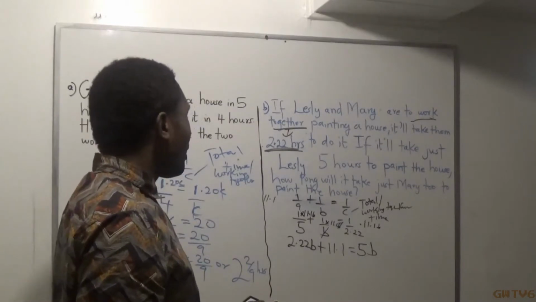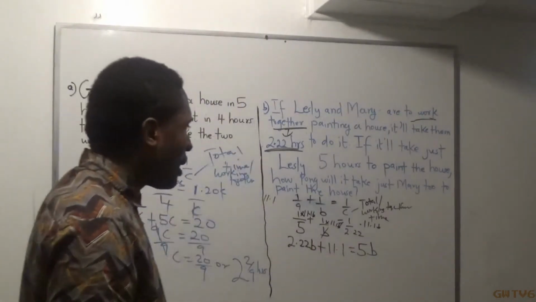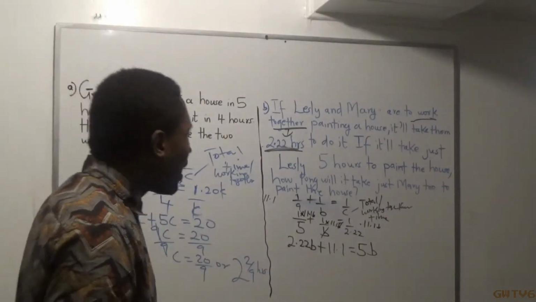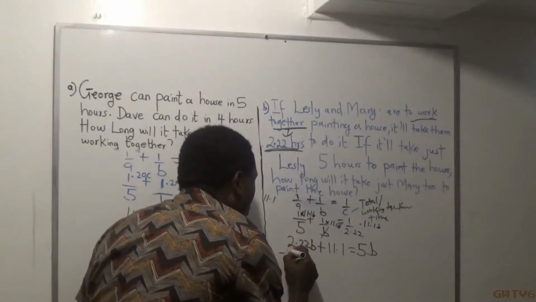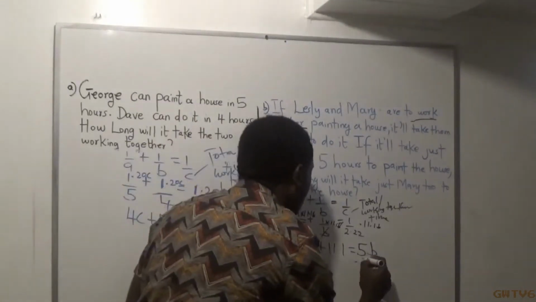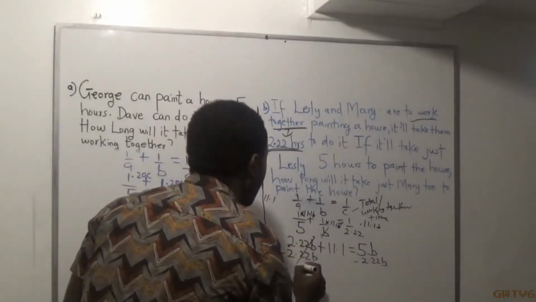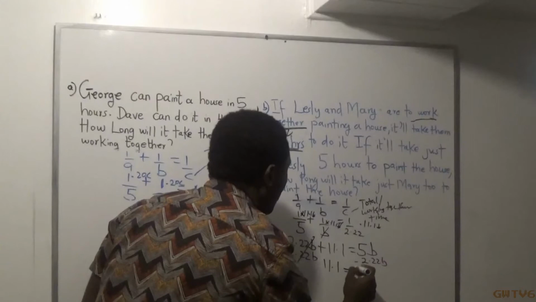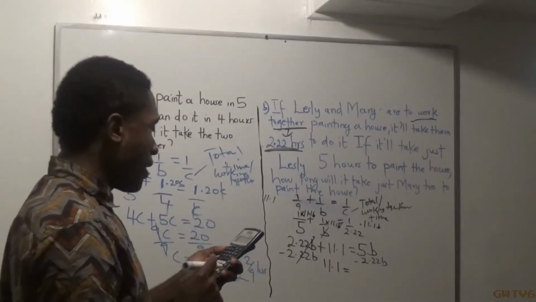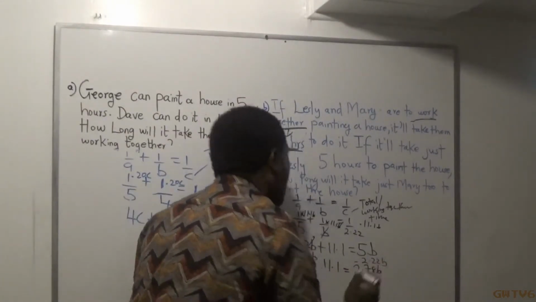But I have 2 b's. And I don't want to get rid of this b, because if I get rid of this, I'm going to end up with 0. So that means this b is the one that I want to get rid of. And I do the opposite to get rid of it. So minus 2.22b. And whatever I do to one side, I'm doing the same thing right here. So minus 2.22b. And this cancels out. So I got 11.1 equals 5 minus 2.22, that is 2.78. So I got 2.78b. And I'm solving for b.